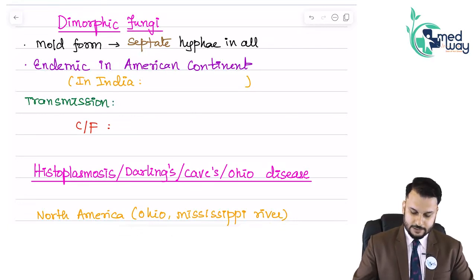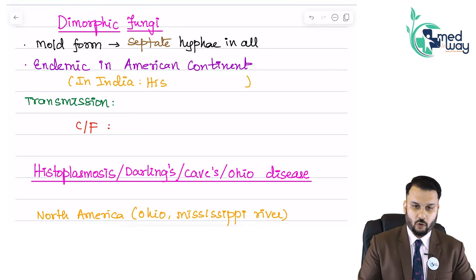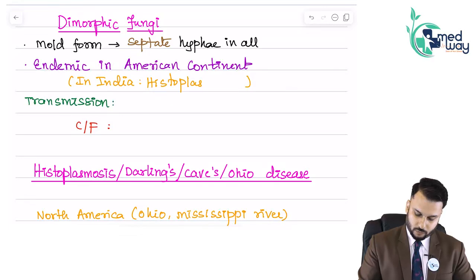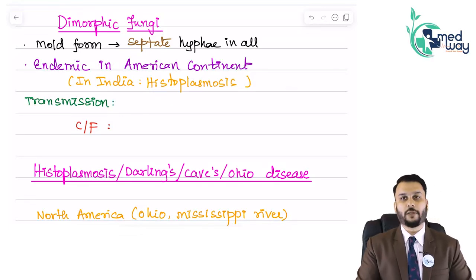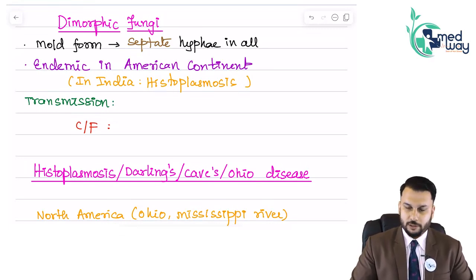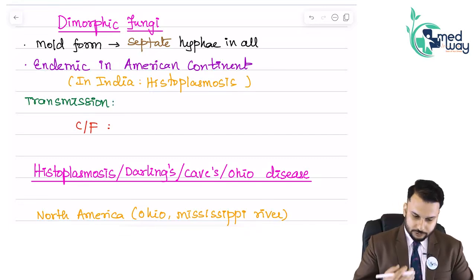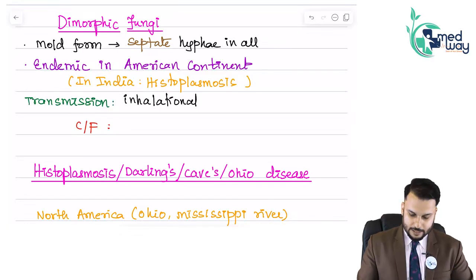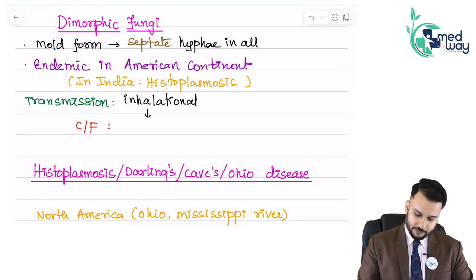But in India, the disease that we get to see is called histoplasmosis. Fine. How exactly do humans acquire these infections and what happens after that? The transmission is by inhalational route, and this will end up causing pulmonary infections. Clear?